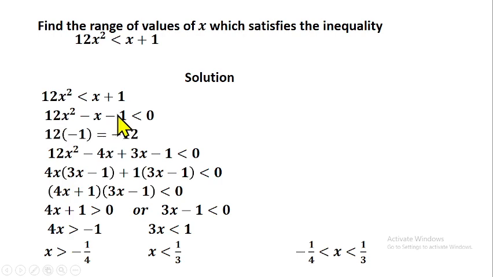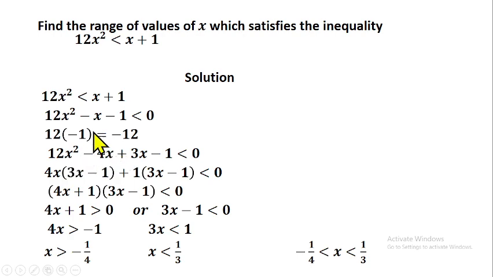Multiply the 12 by the constant, minus 1: 12 times minus 1 gives us minus 12. You now look for two numbers you can multiply together to give minus 12, and when you add them together, give minus 1. That should be minus 4 and 3. Minus 4 times 3 gives minus 12, then minus 4 plus 3 gives minus 1.